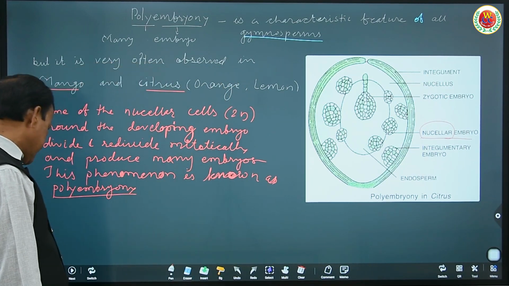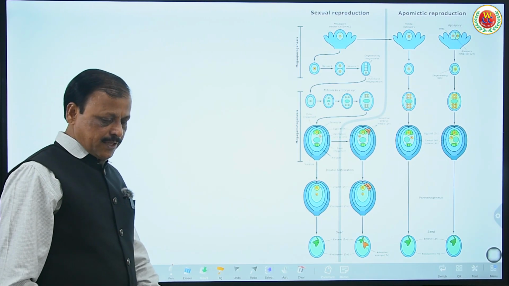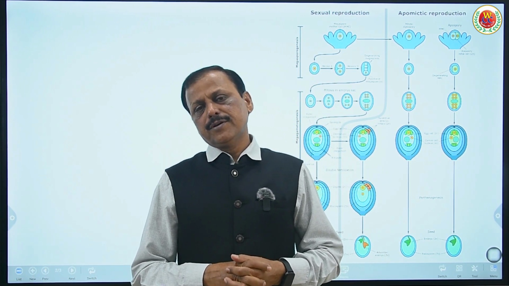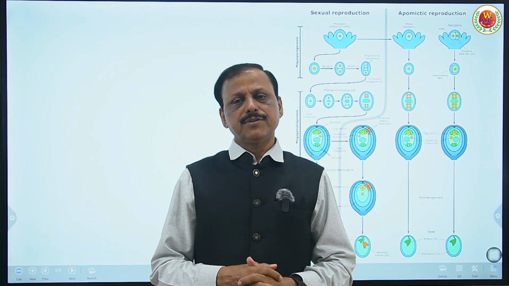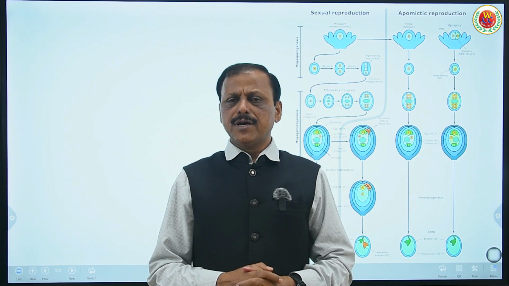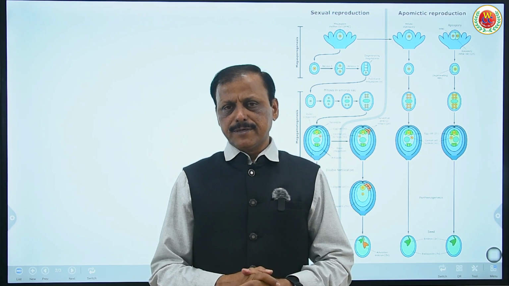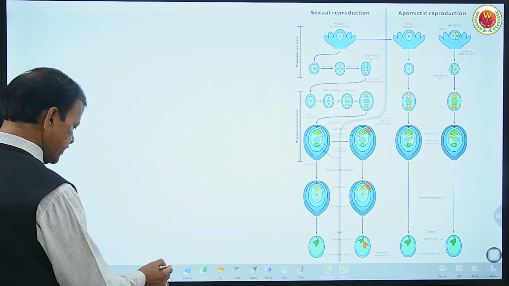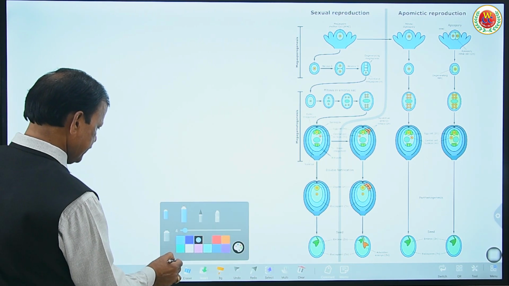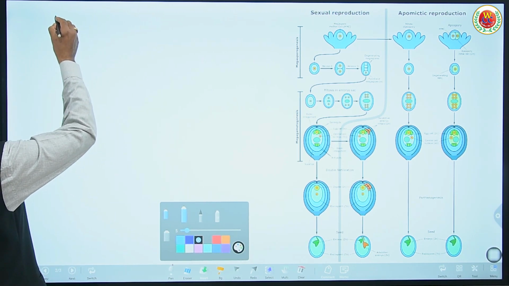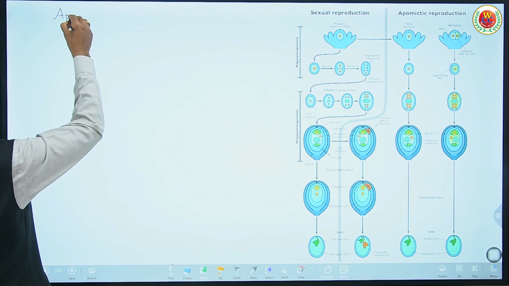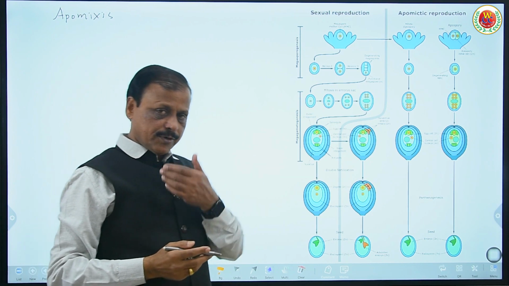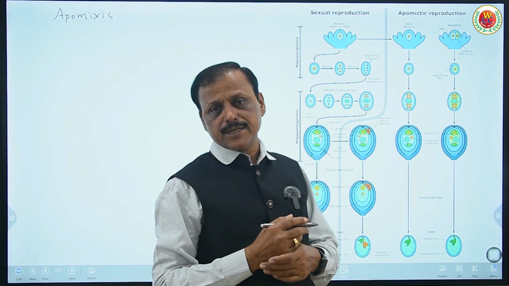Second part of this video is apomixis. Now, what is apomixis? Apomixis is a process of production of seed without fertilization. How does it happen? It happens sometimes naturally also in plants belonging to the Asteraceae family. Apomixis is a phenomenon of production of seed without fertilization, and those seeds are known as apomictic seeds.